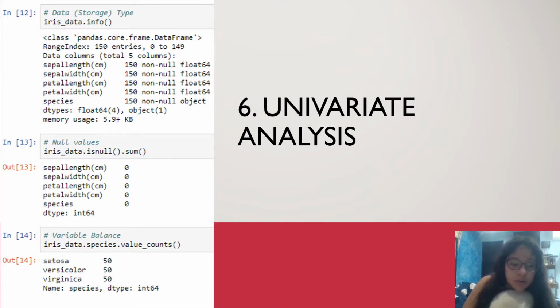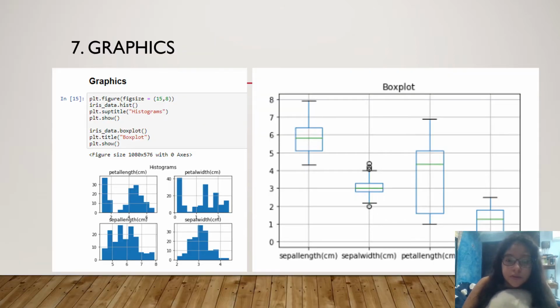We can find also the null values with the command isnull and the sum. In this dataset, we have 0 null values, which is very, very good. In real life, this does not often happen, but we don't care. And we can also do the value counts, and we can see that Setosa, versicolor, and virginica have the same number of rows, which is a balanced dataset, and this is also good.